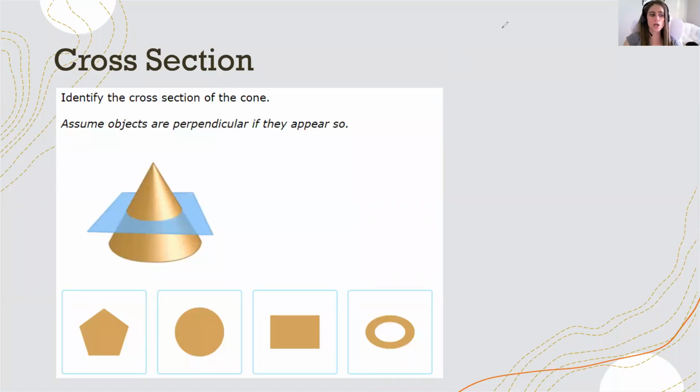All right, here we have a cone and we are slicing that solid and we want to identify what the cross section is. So this blue square here is how we are slicing it. So it's telling us it's slicing it this way, and we need to imagine, okay, if we pulled those pieces, what 2-dimensional shape would we be given? Well, if we open that up, we can see here that it would create a circle. So therefore, this is the correct answer. That is the cross section of a cone.